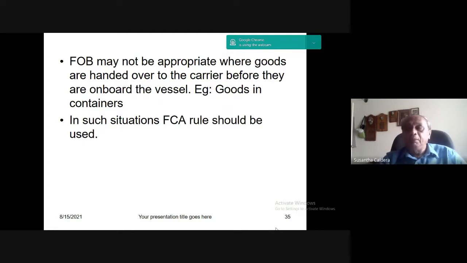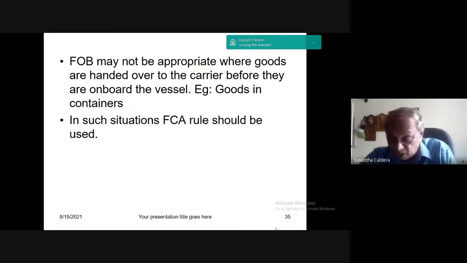FOB may not be appropriate where goods are handed over to the carrier before they are on board the vessel. Right? Goods in containers. If the goods are in containers, it's containerized cargo. Again, I'm telling you, don't use FOB. It's wrong. It has to be FCA. FCA rule should be used. Right? FOB is not suitable.